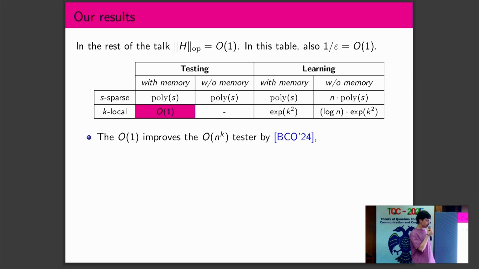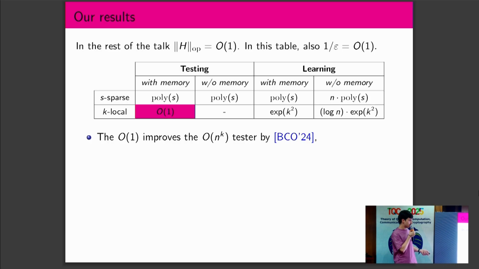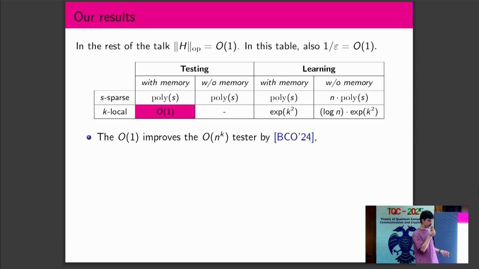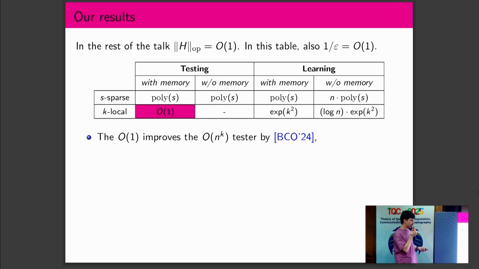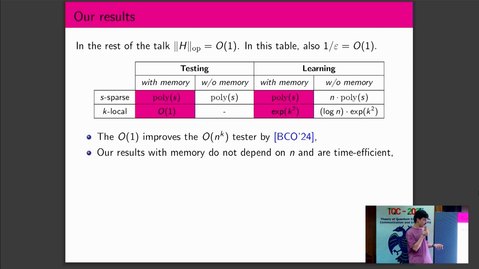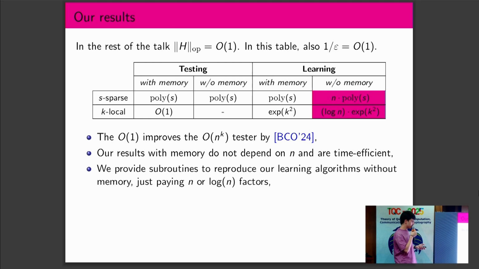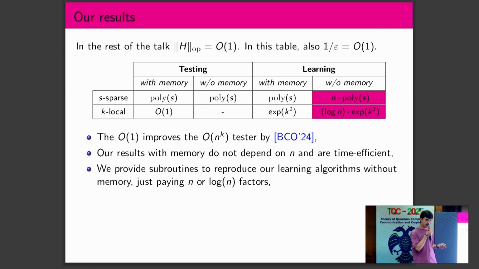Okay, so first, let me focus on this cell. In this cell, what we are seeing is that we have a constant tester for k-locality. So that improves over the n to the k tester by Bluhm, Caro, and Oufkir. Then let me focus on learning and testing with memory. Before, we saw that the previous results had some dependence on n when testing and learning. And our results with memory do not have that. So that is nice. And we also have results without memory.